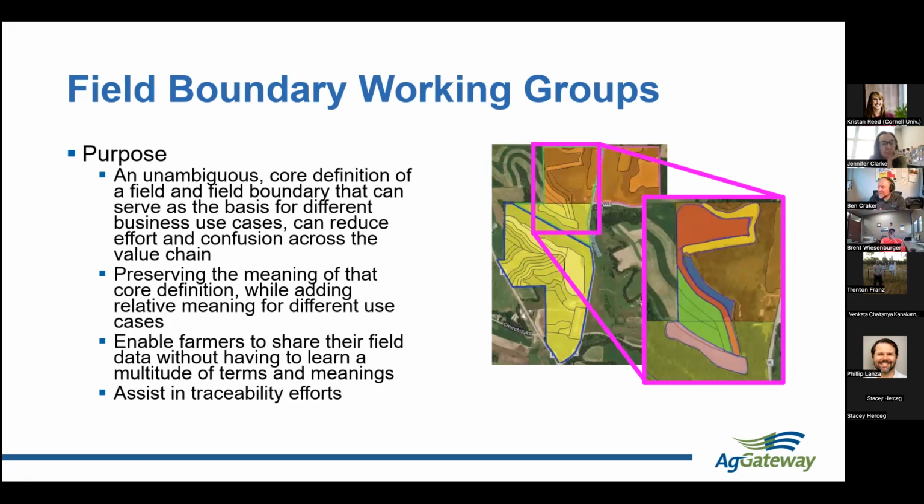Because if anybody's done anything with precision ag, the field boundary is kind of the heart of figuring out where stuff happened in the field, but it's also one of the biggest messes trying to exchange from system to system. So like I said, we started up with that first working group, really just trying to get to an unambiguous definition of what a field is that everybody could agree to. You would think it wouldn't be that hard.